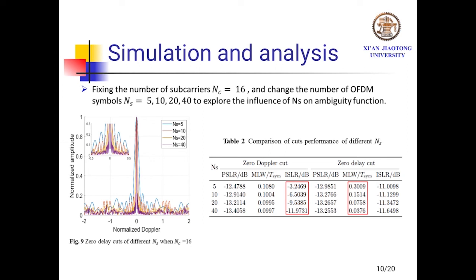Meanwhile, because of the decrement of ISLR, the sidelobe characteristics of the zero Doppler cut is improved to some extent, which corresponds with the range ambiguity function.